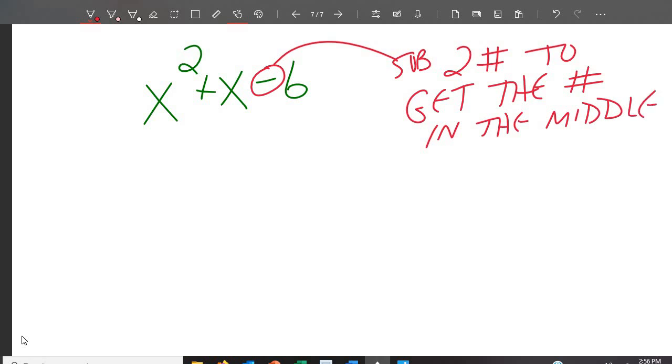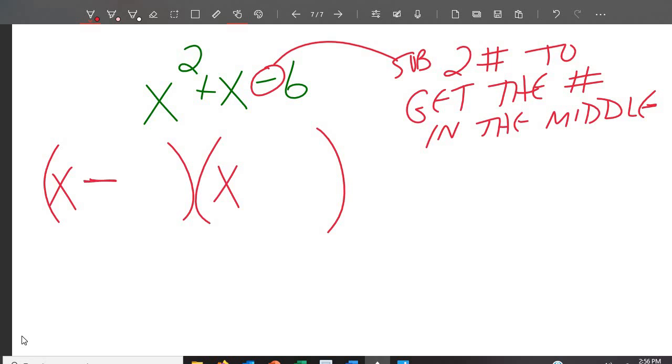Now, we're subtracting two numbers. One of the numbers will be negative, one will be positive. Now, that minus sign tells me the signs in the parentheses are going to be different automatically. That's what it tells me. I know that for a fact. I may not know anything else, but I at least know that for a fact.